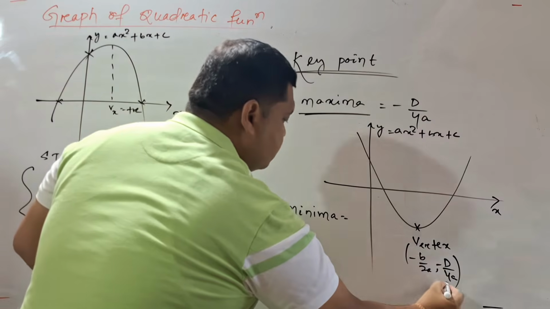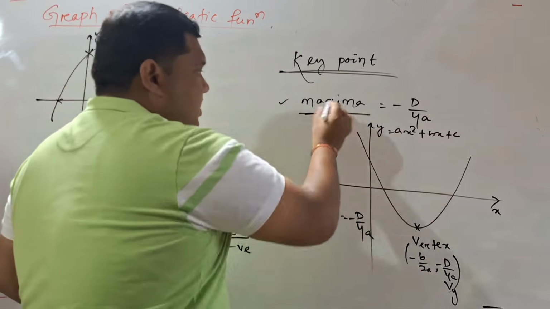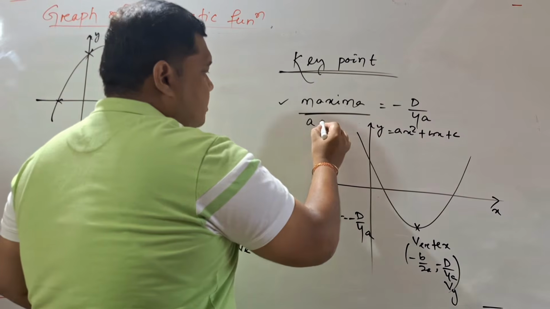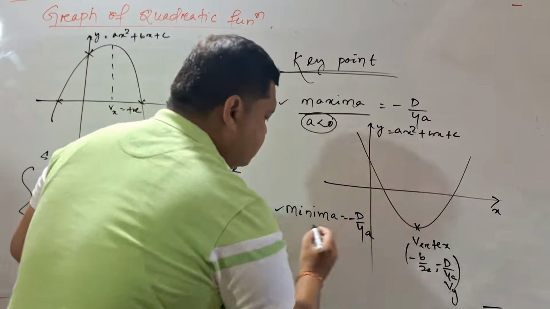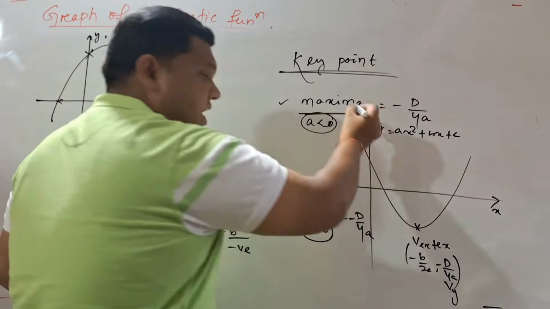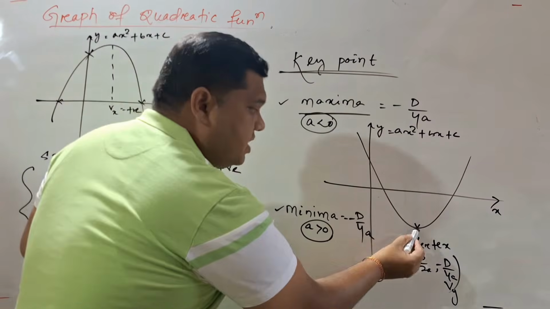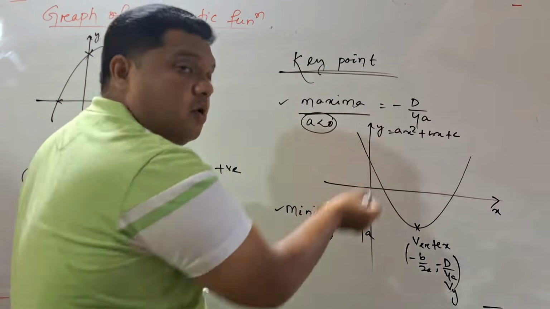Minima formula is the y coordinate of the vertex, minus D by 4a. You get maxima when a is less than 0, and when a is greater than 0, you will get a minimum point. The formula is the same for both.